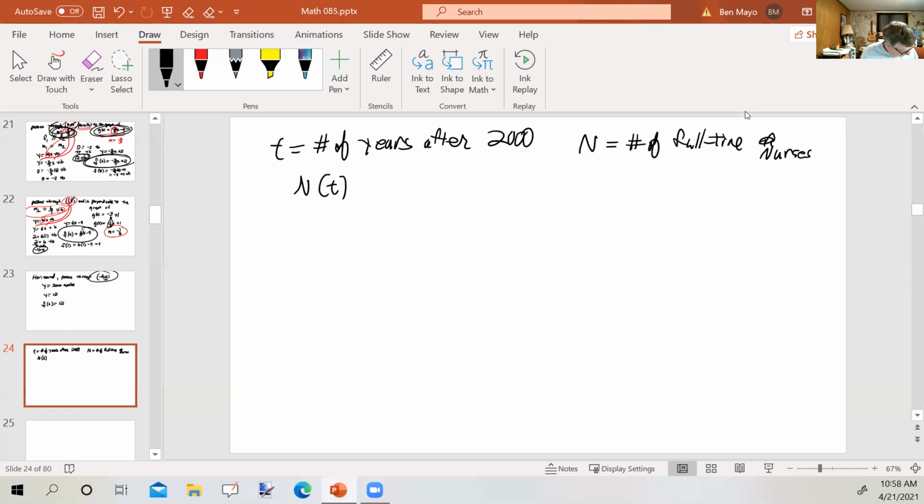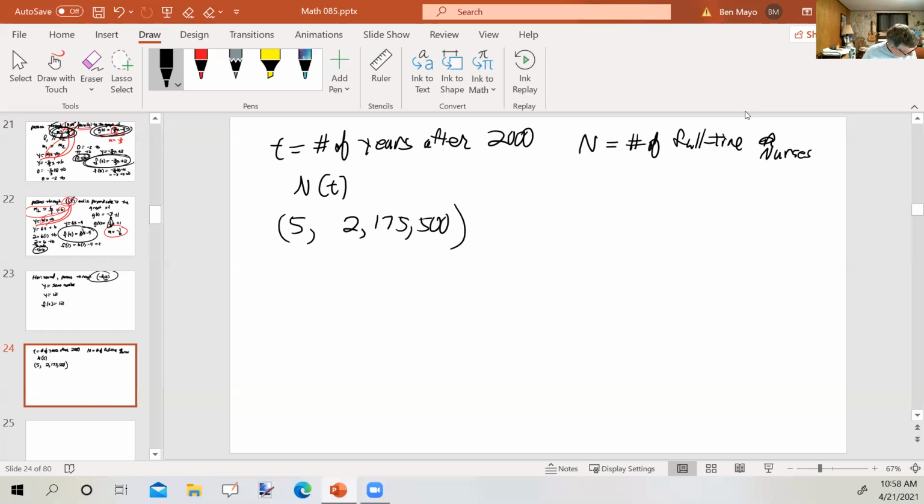The demand for full-time registered nurses in the United States can be modeled by a linear function. In 2005, so t would equal 5, approximately 2,175,500 nurses were needed. So there's our first ordered pair, okay? 5 represents 5 years after 2000. 2,175,500 represents the number of full-time registered nurses needed, okay?